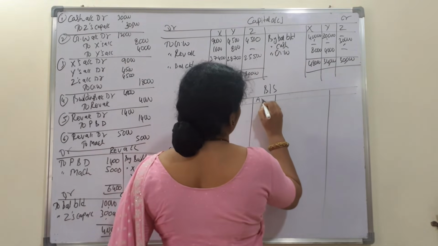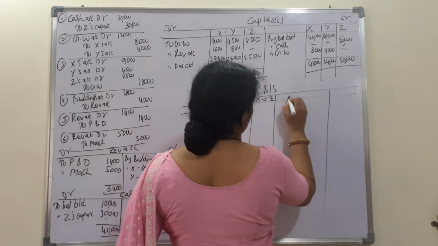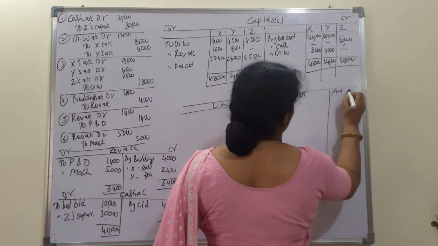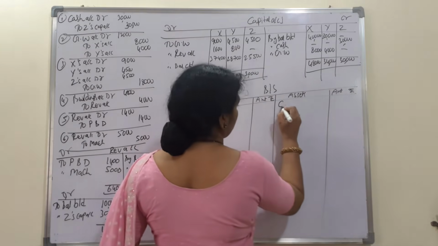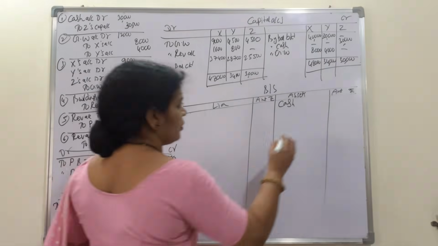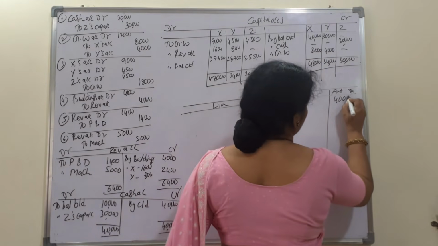Liabilities amount in rupees, assets amount in rupees. First we will start with cash. Cash is how much you got? 40,000. So 40,000 we'll write here.